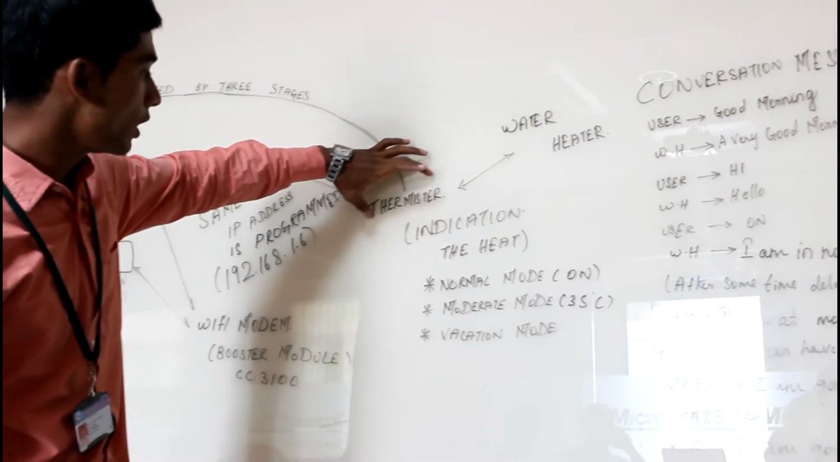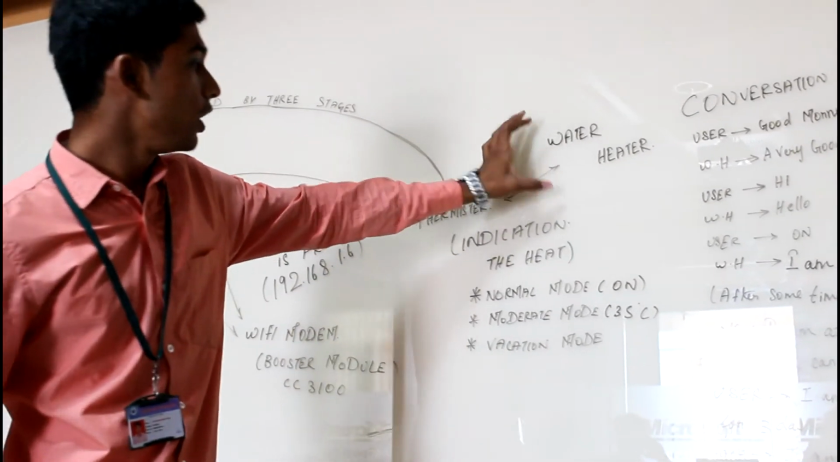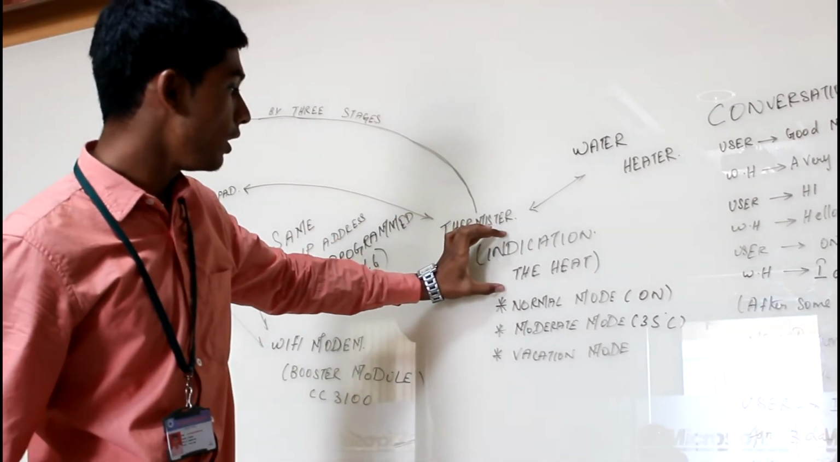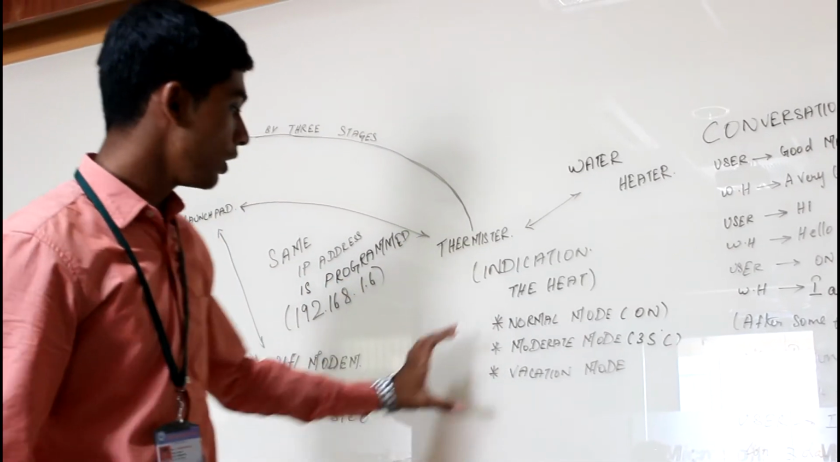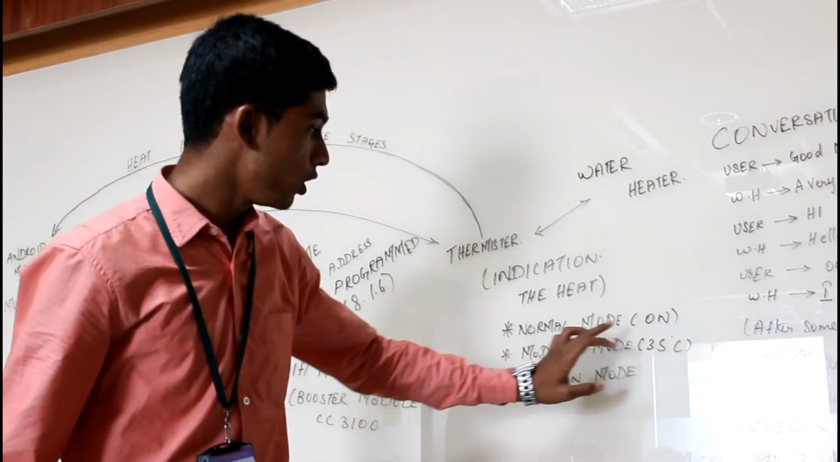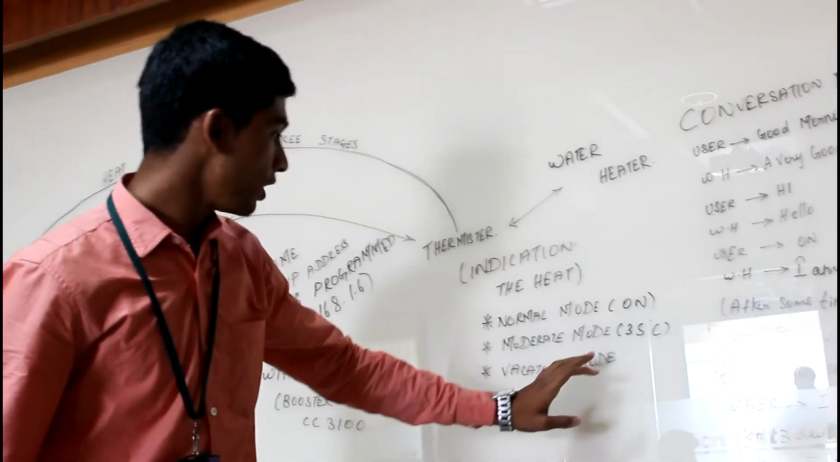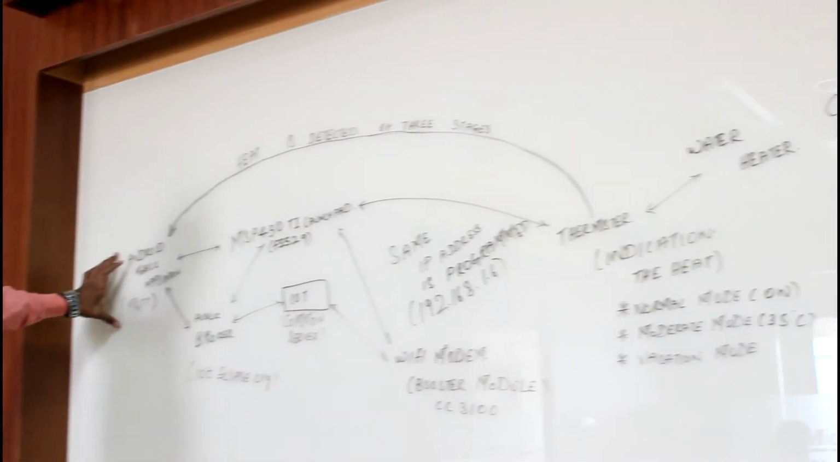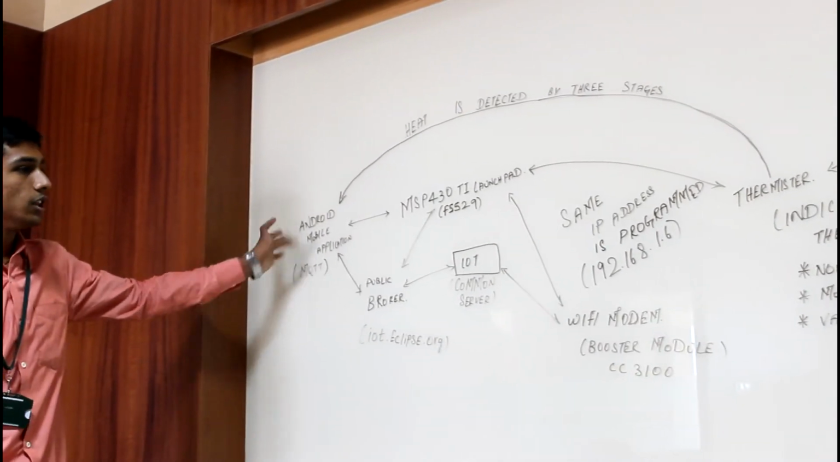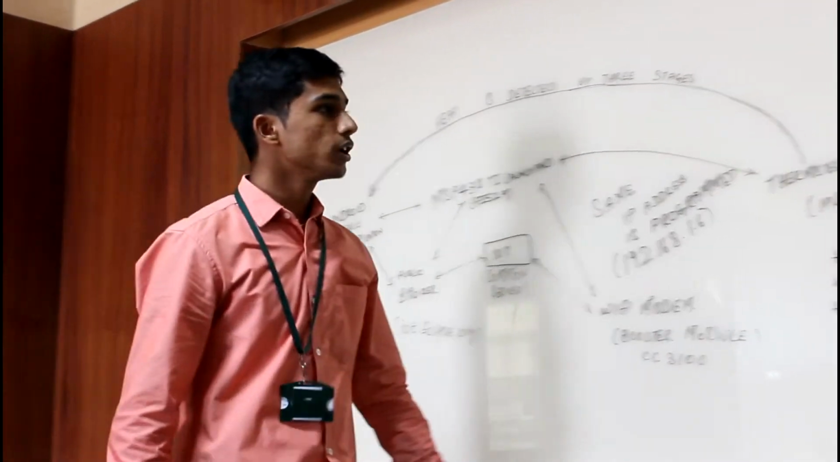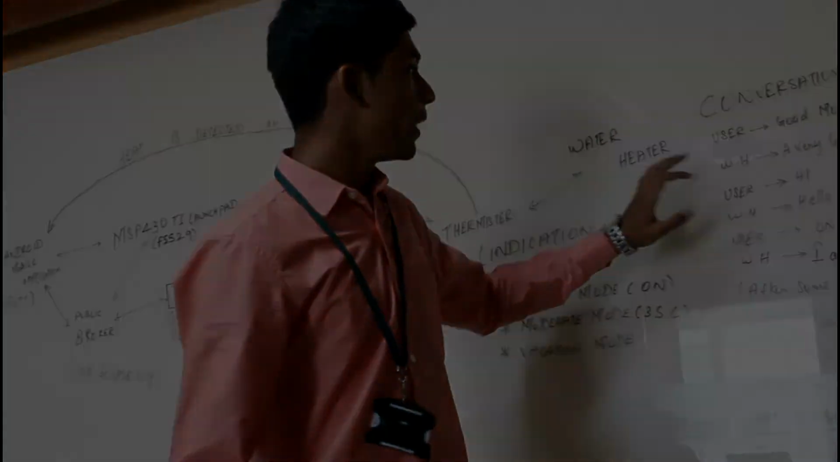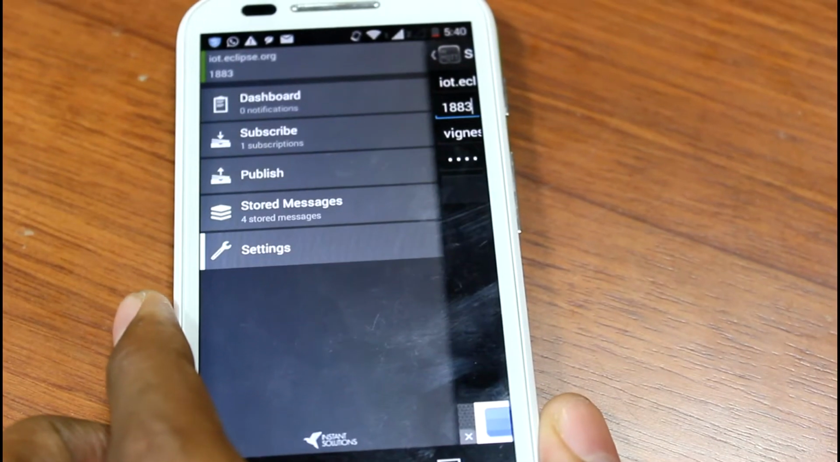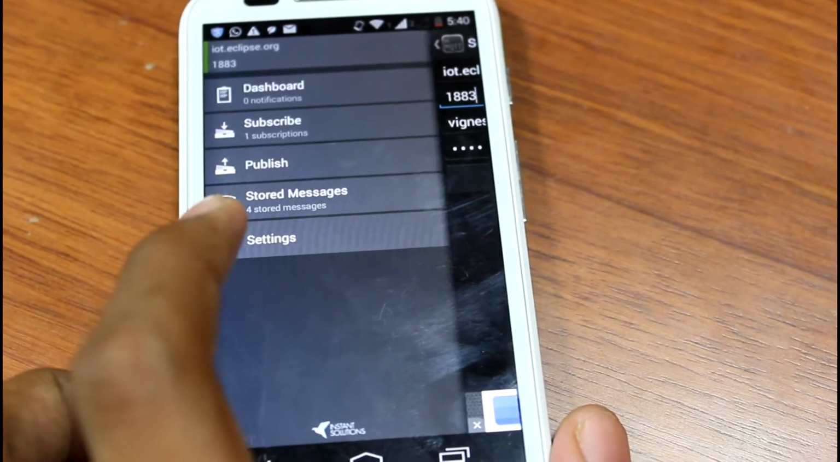Let me come to the water heater. We are going to insert a thermistor inside the water heater, which is used to indicate the heat. The heat is indicated with the help of 3 stages: normal mode, moderate mode and vacation mode. The 3 modes are sent as a message to the Android mobile application, and we will get notifications between a user and a water heater. The outcome of this project is the conversation between the user and the water heater.